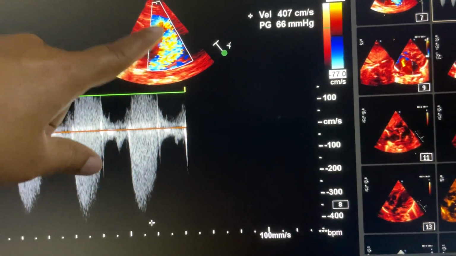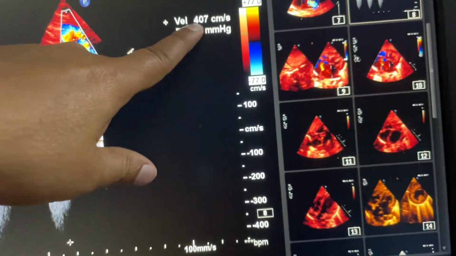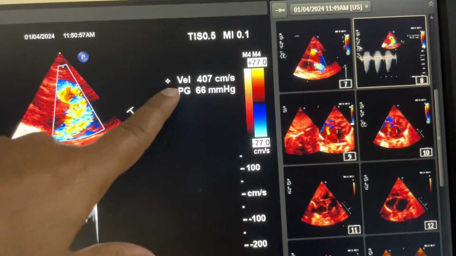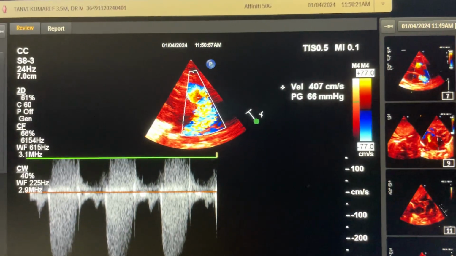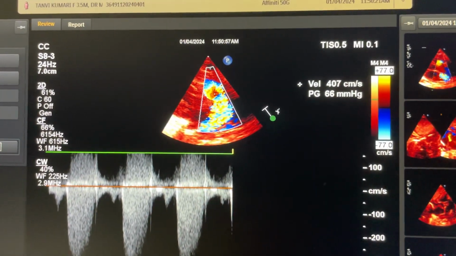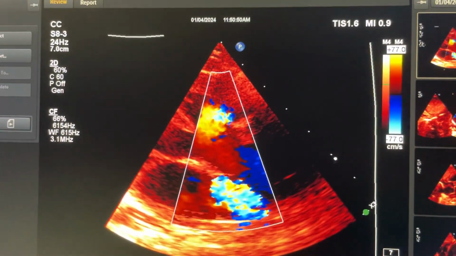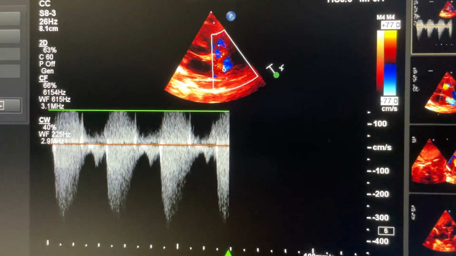You see the flow across the pulmonary valve is raised in velocity, that is, the velocity is 4.07 meters per second, or a gradient of about 66 millimeters of mercury. You can see this image. So ultimately this case is a mild malalignment VSD with severe PS, not tetralogy of Fallot.